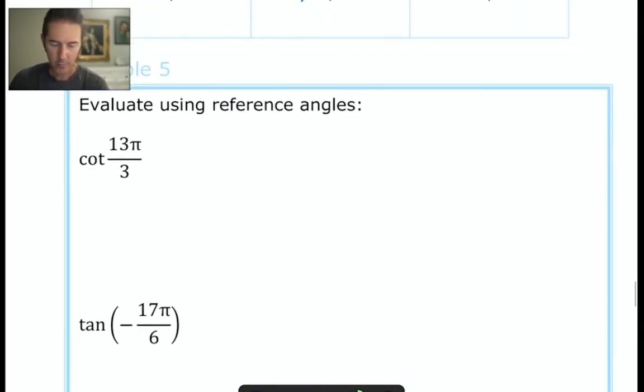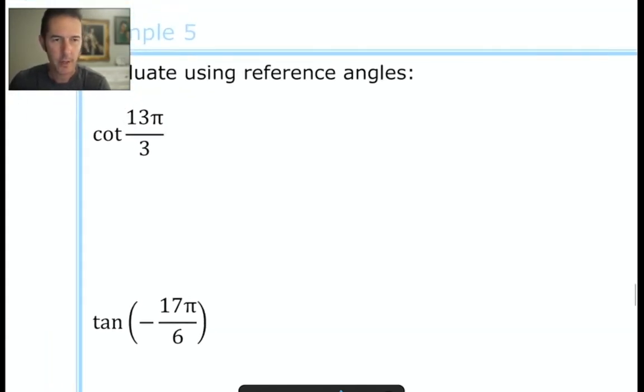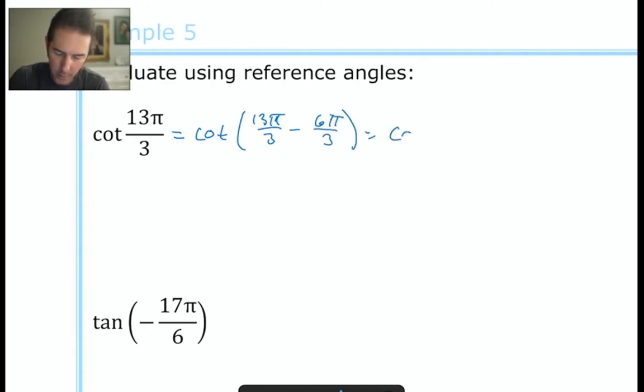All right, evaluate using reference angles. 13 pi over 3, that's way more than one full rotation. So we've got to bring multiple skills to bear on this problem. Where's 13 pi over 3? It's too big. Let's take out at least one full rotation from this thing. That's equal to the cotangent of 13 pi over 3 minus at least 6 pi over 3. So that's the cotan then of 7 pi over 3.